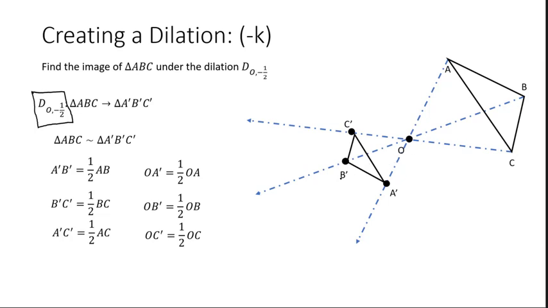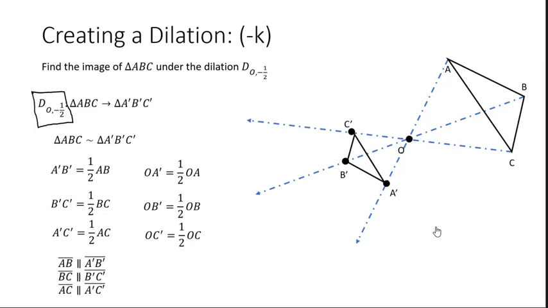All right, and still, even though the dilation with the negative scale factor flips the triangle over to this side, the corresponding sides are still parallel. Right? If you look at A prime, B prime, right here, that is parallel to AB up here. And then B prime, C prime over here is parallel to BC over here. And then A prime, C prime is parallel to AC. So we still have parallel sides even though the dilation has a negative scale factor.